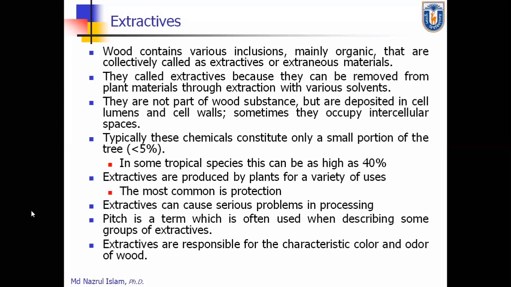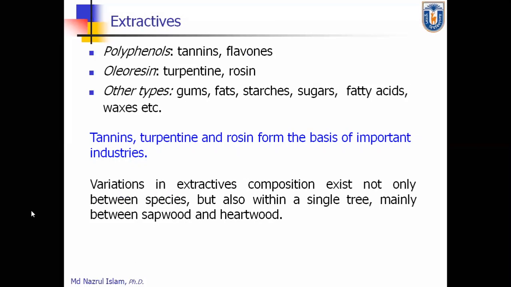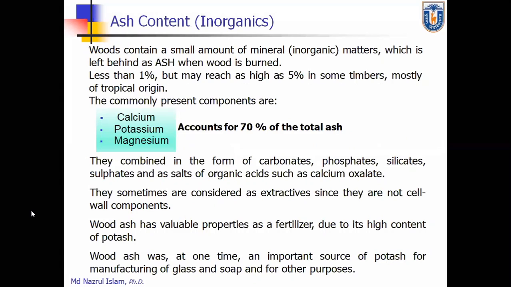Extractives: so many different types of extractives. We will discuss when we get to the extractive section. This is very complicated because 4,000, 5,000 different chemicals are in wood, so we are not discussing in detail in this section. So many different types, that may be polyphenol, oleoresin, gums, fats, esters. Some of the major compounds we will discuss in the extractive part.